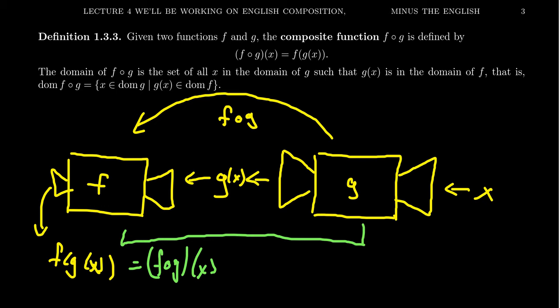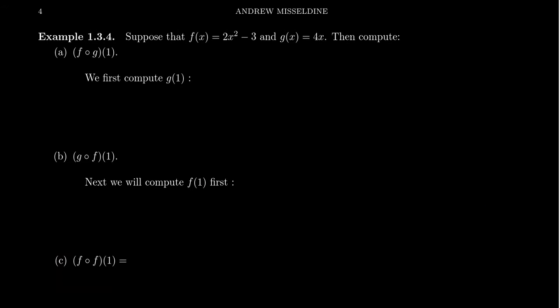We have to have numbers which fit inside of g such that the things coming out of g will fit inside of f. So let's look at some examples of such a thing here. We'll focus more on the domain in the subsequent video, so take a look at that. Let's just make sure we have the basic mechanics here, because the domain is a much more subtle creature.